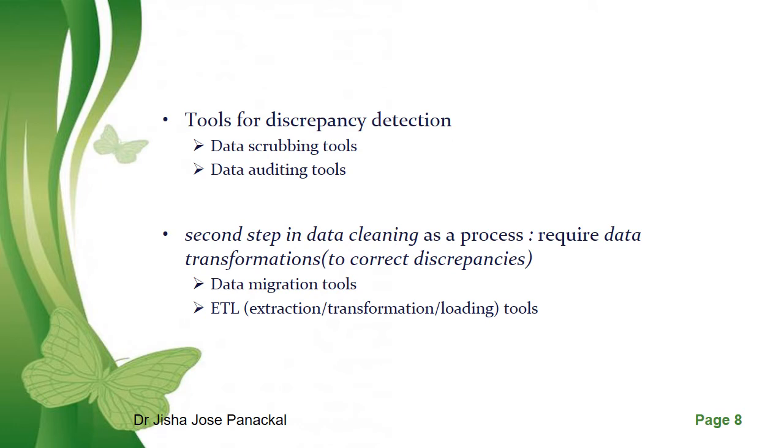We can use some tools for discrepancy detection. Some examples include data scrubbing tools and data auditing tools. And the second step in data cleaning as a process, we require data transformations to correct the discrepancies. We have identified some discrepancies and we want to correct them. So that is the process of data transformation here. For that, we can use certain tools that are data migration tools, or we can use ETL tools, that is extraction, transformation, or loading tools.